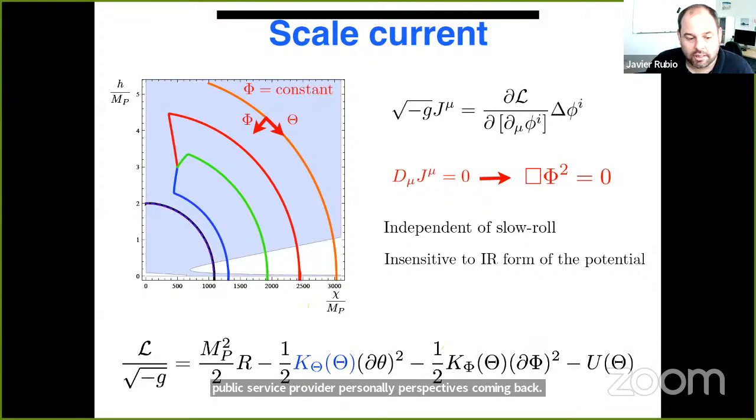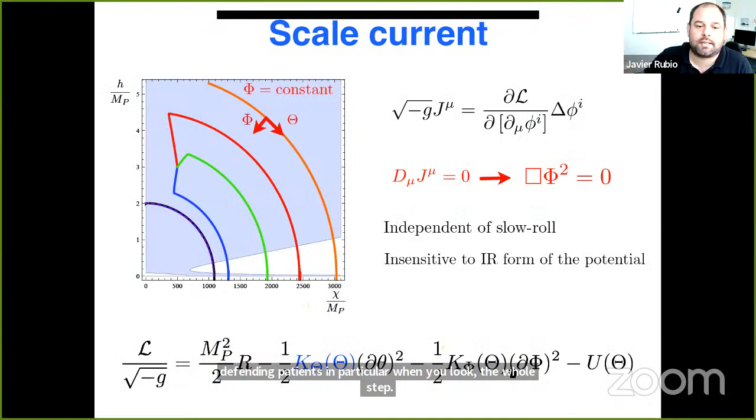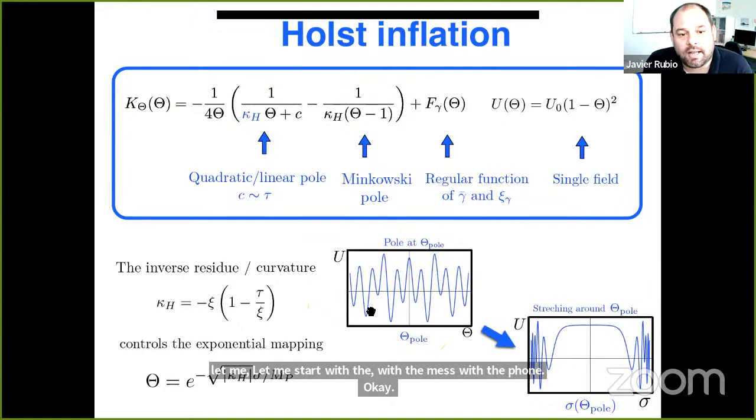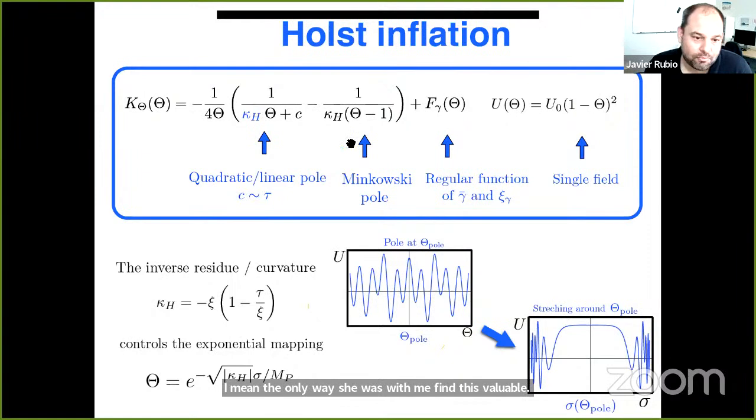So when you take this into account, you have reduced the action to this very simple form, and now we can study what happens in the different cases, in particular when you include the Holstein and the Nigel term. Okay. Let me start with the formula. Okay. I mean, there are many ways in which you can define this angular variable. There is one that I find particularly convenient, that is, I mean, not commonly used in the literature, unfortunately. That is this kind of pole structure that is very similar to what happens, for instance, in alpha attractors.